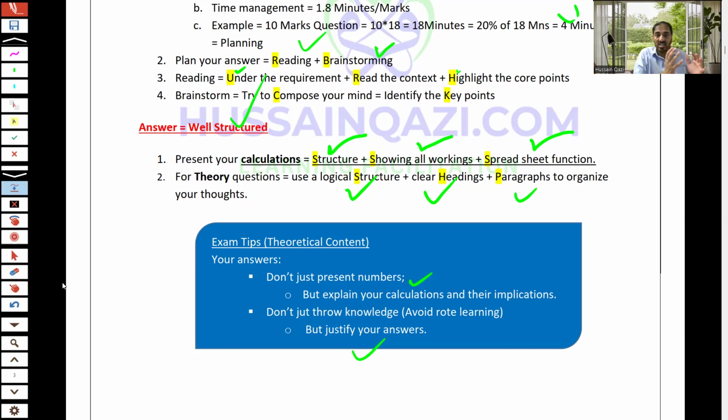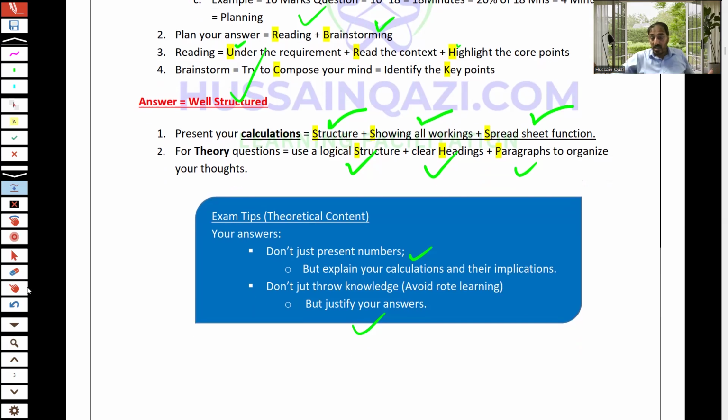For calculation, structure your calculation, main calculations, show all data-driven workings, and use spreadsheet functions. For theory, based on the requirement in the brainstorming, develop a structure of the answer, clearly headed, and portray your ideas in paragraphs. Last key points for theory: don't just present the numbers, don't just interpret your numbers, but explain your calculations with applications.